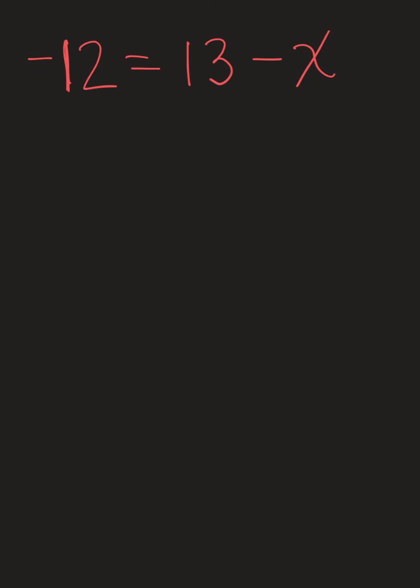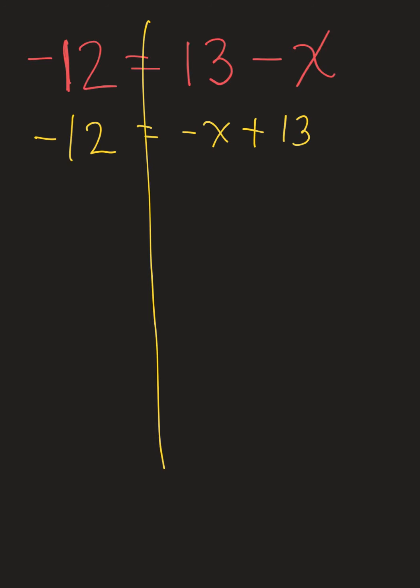This problem is a slightly tricky one because at first glance, it looks like a one-step equation, right? We have one sign, we have a variable, and we have another number on one side of the equal sign, okay? But this is in fact a two-step equation. If you look closely, this 13 is positive. There's nothing in front of it to suggest that it is negative. It is a plus 13. The negative, or the minus sign, is with x.